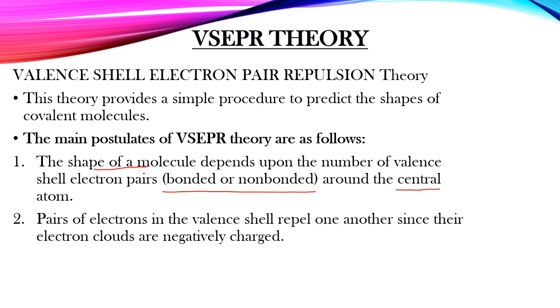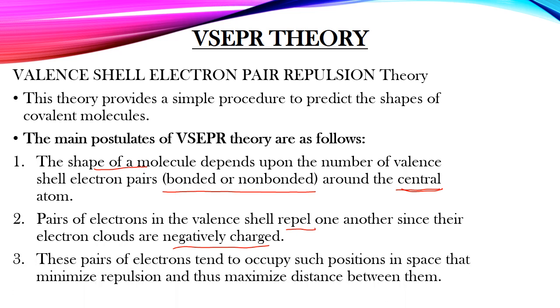Now, these bonded and non-bonded electron pairs which are present around the central atom are negatively charged, which causes repulsion. In order to avoid or minimize the repulsion, these electron pairs tend to take positions as far away from each other as possible. They move away from each other to the maximum distance.